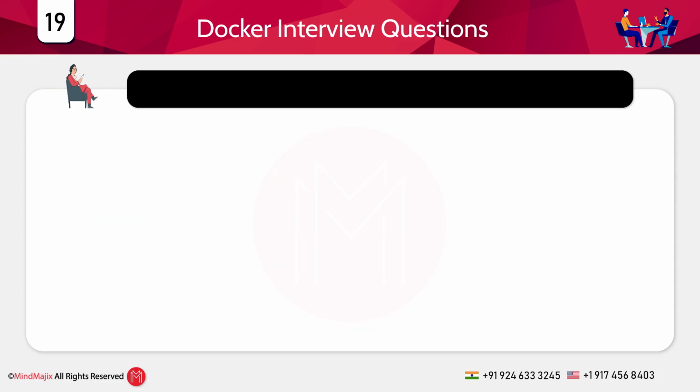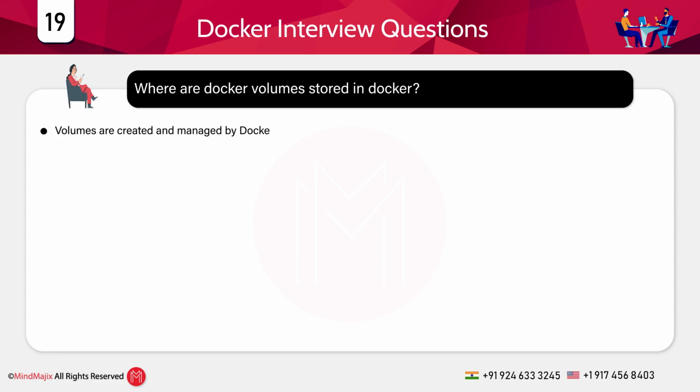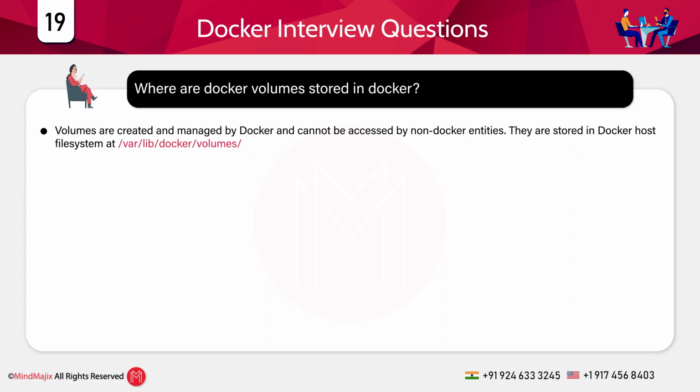The 19th question, where are the Docker volumes stored in Docker? The volumes are created and managed by Docker and cannot be accessed by non-Docker entities. They are stored in the Docker host file system at /var/lib/docker/volumes. This is the Linux operating system path for the volume store.